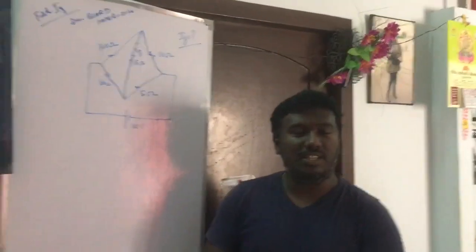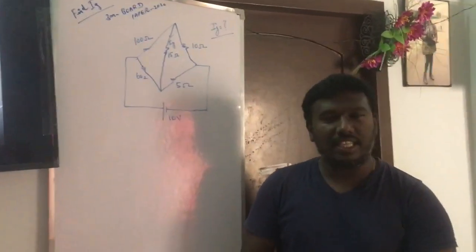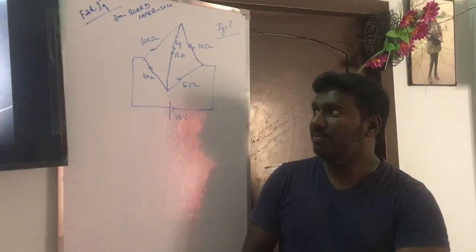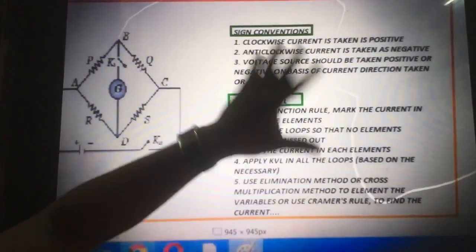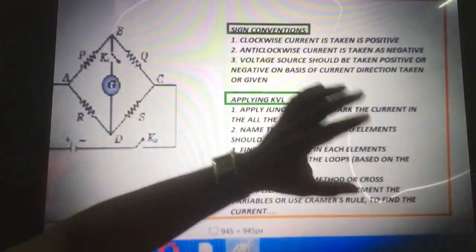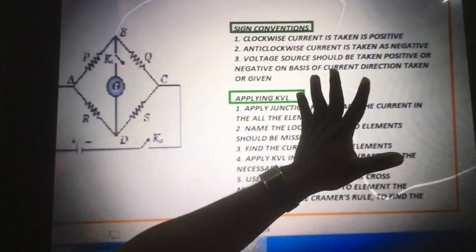Last night we saw Kirchhoff's current law and voltage law. We'll see a problem. Before that, we will see what rules to follow. This is a small hint. Follow whatever your teachers are saying. I have taken some from engineering books and from the internet, so whatever is possible, use it.